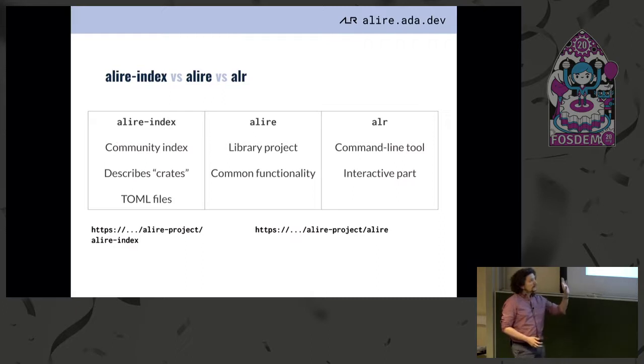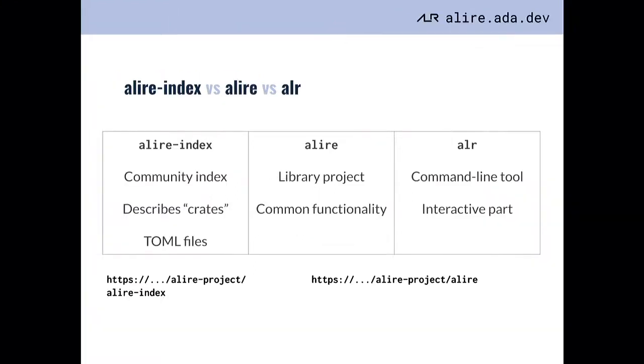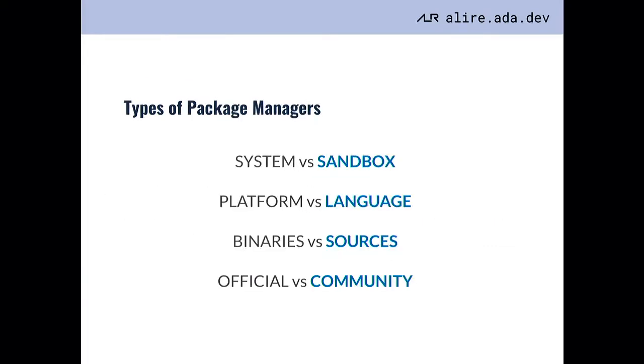Then we have two ADA projects that for now live in the same repository. I guess at some point they will have to split, but for now we have a library component that could be used maybe to create a nicer interface. And then we have the command line tool that in the spirit of other tools like Git and so on, it's a three-letter command. I find myself sometimes mixing the Git and Alire commands already. And well, that's a note about terminology.